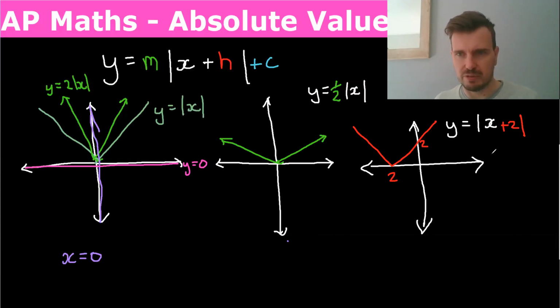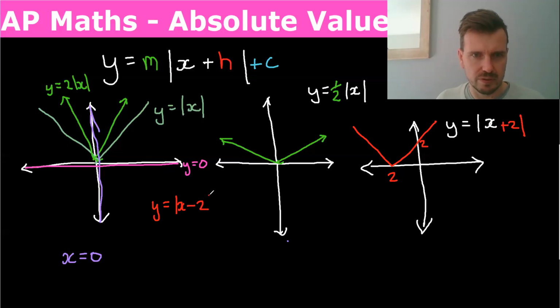Okay, and then if it was, say, y equals x minus 2, it obviously shifts it this way. So it shifts the normal y equals x graph forwards by 2.